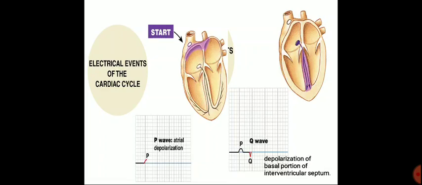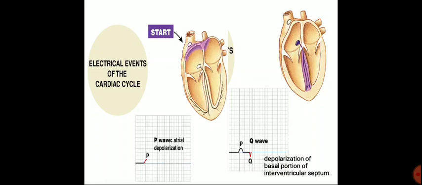Third electrical event, interventricular septal depolarization. In the interventricular septal depolarization, a small vector is formed, and this small vector is moving upward to the right side. Why is it moving upward toward the right side? Because the left ventricular musculature stimulates the interventricular septum. When it stimulates the interventricular septum, the vector formed is in the direction upward toward the right side, and it is the fast conduction vector.